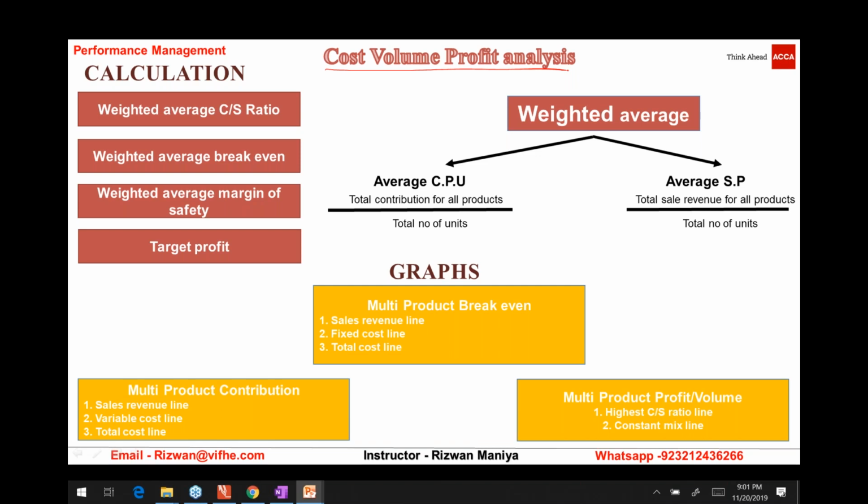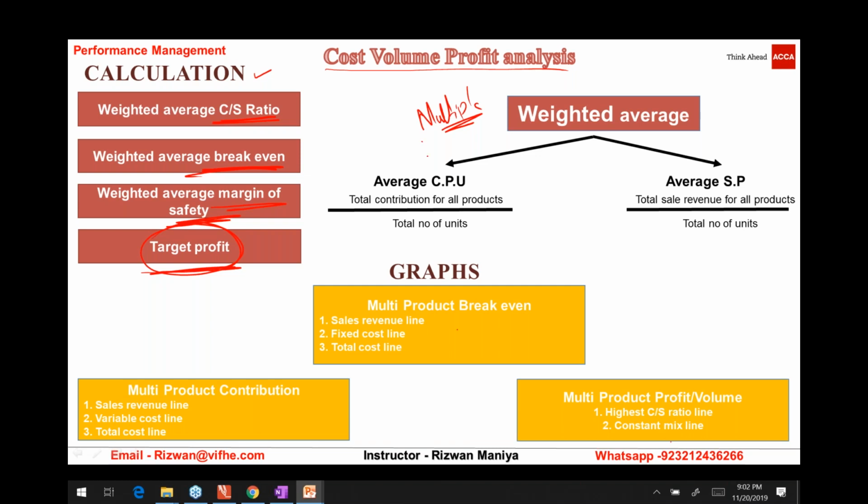Now, CVP analysis. The major calculations in CVP are weighted average for multiple products. Normally in an exam, it's a multiple product situation, which means the company is producing more than one product. So four calculations are important that you should know: CS ratio, contribution to sales ratio, break even point, which is no profit, no loss, margin of safety, the area that is a safety area for the business, the profit area after break even, and the calculation of target profit, that is how many units the company needs to sell to achieve a desired target profit. So these are the four important calculations of CVP analysis.